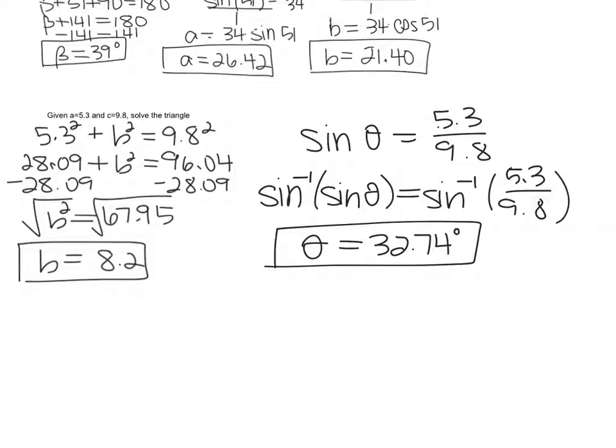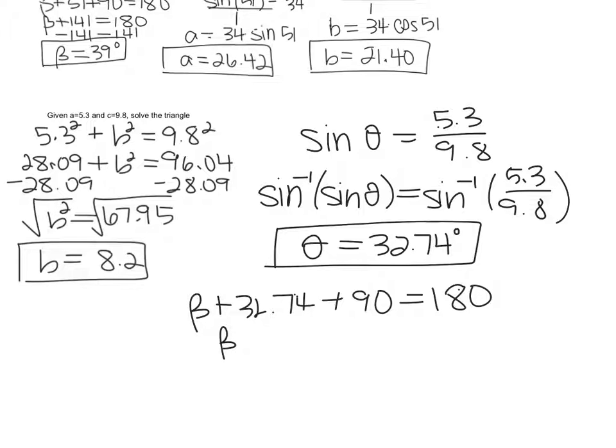We could use an inverse trig function to solve for beta, but the triangle sum theorem can also be used here. Because all we have to do is add the angles together and set them equal to 180. I don't have to square anything. We can use that beta plus 32.74 plus 90 equals 180. It's just as easy to use the triangle sum theorem. So 90 plus 32.74 is going to give us 122.74.